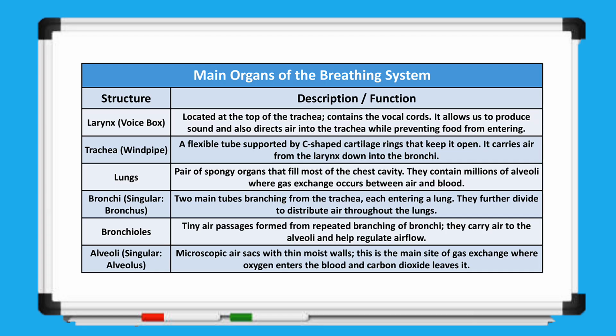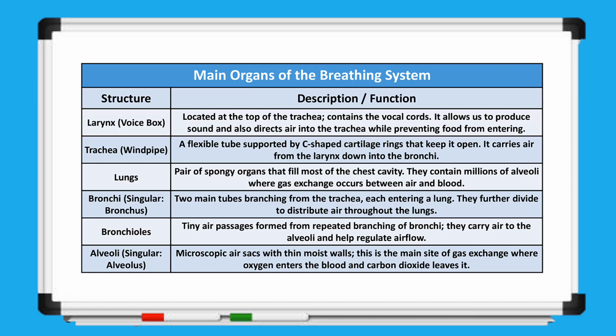Within the lungs, the bronchi continue to branch out into even smaller tubes known as bronchioles. These are fine, delicate airways that spread throughout the lung tissue, making sure air reaches every part of the lungs. The bronchioles also help control how much air enters different sections of the lungs, directing it efficiently towards the alveoli.